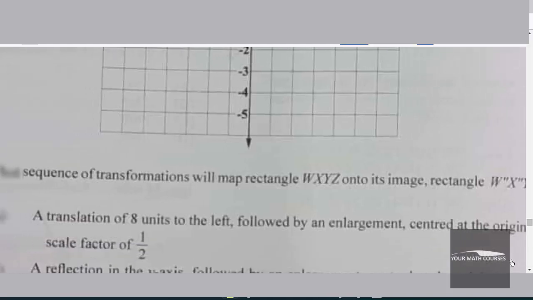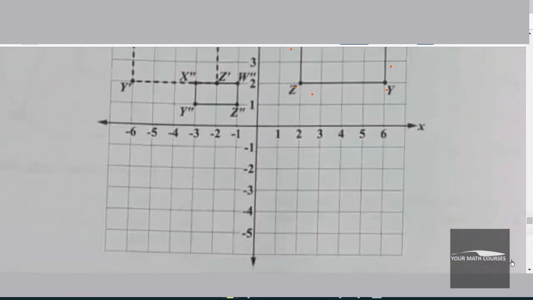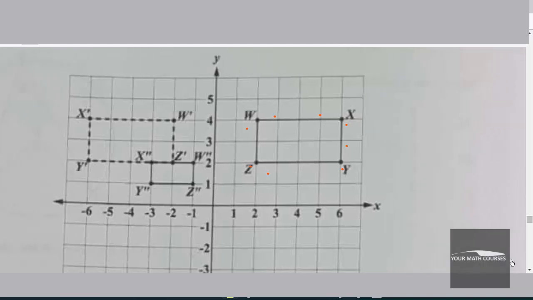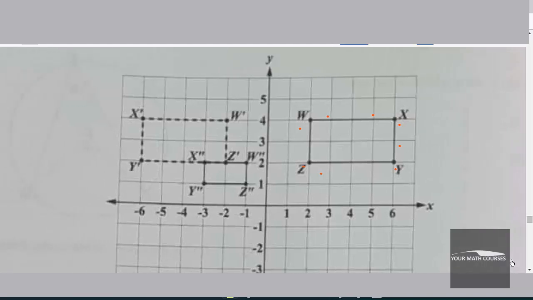So let's check that. The first one says translation of 8 units to the left. Let's check whether that statement is true. If that is true, then the distance between Z and Z'' should be equal to 8. But that's not true. That distance from here to here is not equal to 8 units. So the first option is out.